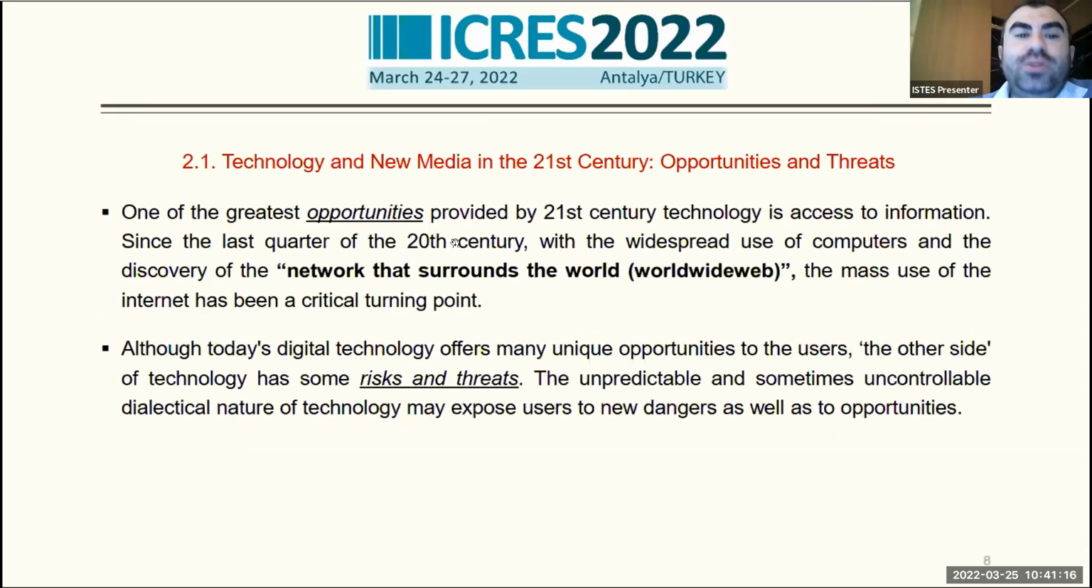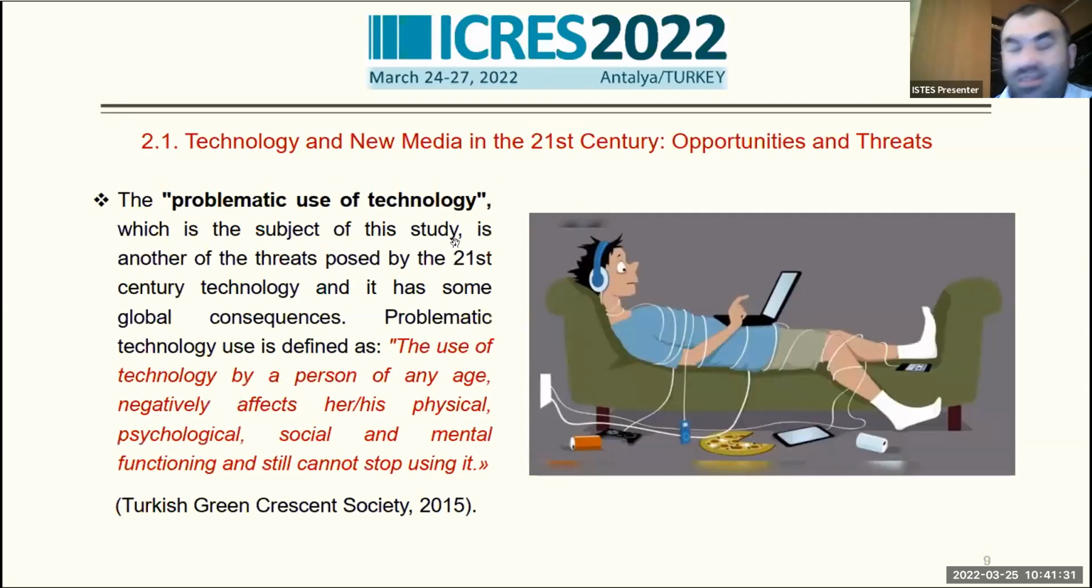Of course, new media and also technology give some opportunities. It's very clear. But on the other hand, there are some risks and threats. There are some new concepts, but before these, maybe I can share with you the definition of problematic use of technology. There are many different descriptions, but we would like to give the Turkish Green Crescent Society's definition: the use of technology by a person of any age that negatively affects physical, psychological, social, and mental functioning. So, different dimensions of the human body.